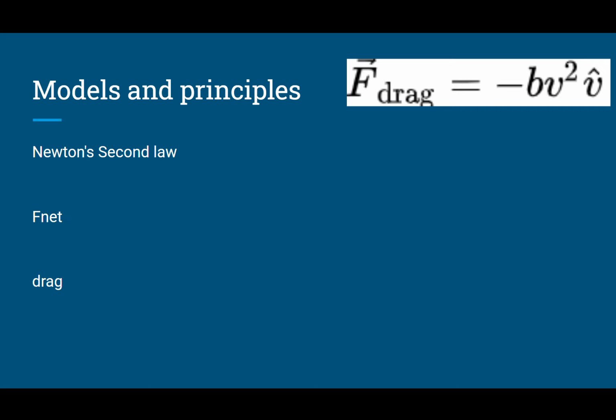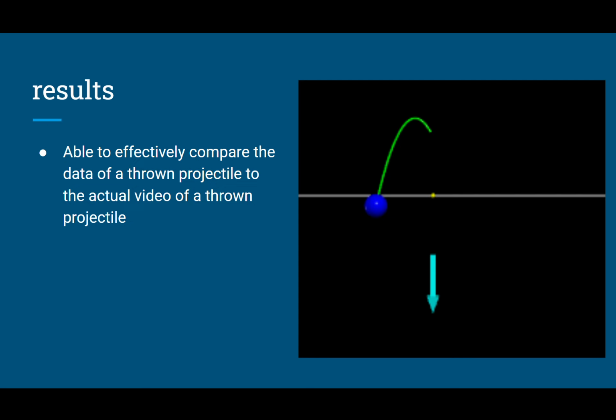We also use the idea of Fnet. In this case, the only forces acting on the object once the object was thrown were drag and gravity. The drag equation is listed in the top right. It's another idea that we used: the force of drag equals negative b, which is some constant, times the velocity squared times the direction of the velocity. And so that went with our Fnet equation as well. These were the ideas that we used in this physics lab 2.